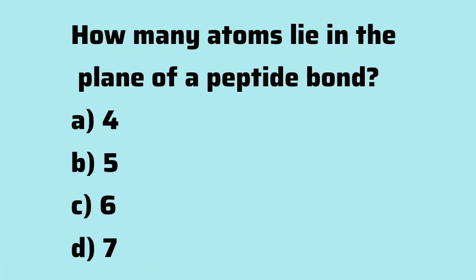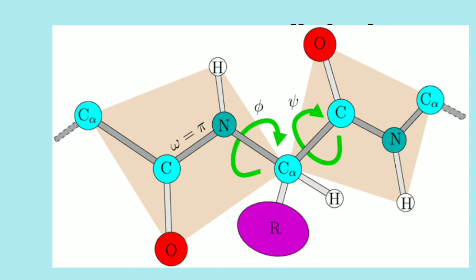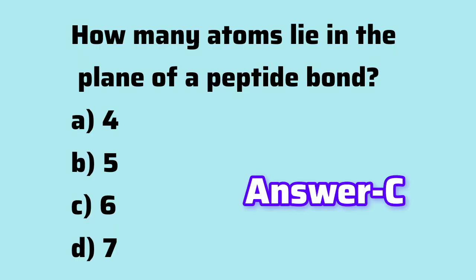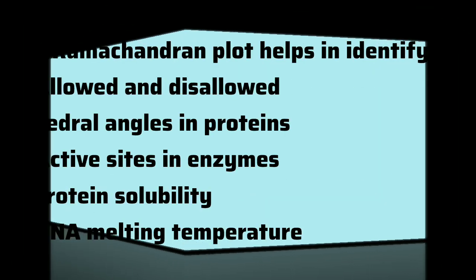How many atoms lie in the plane of the peptide bond? We just discussed that the atoms which form the planar structure of the peptide bond are C alpha, CONH, C alpha. So these are a total of 6 atoms. So here the correct answer is C, 6.